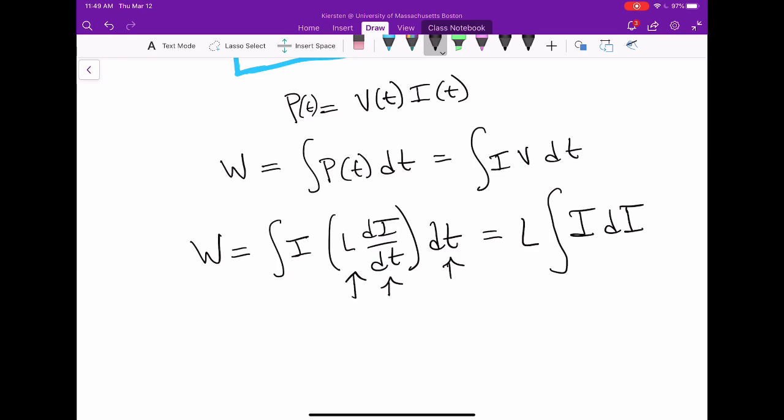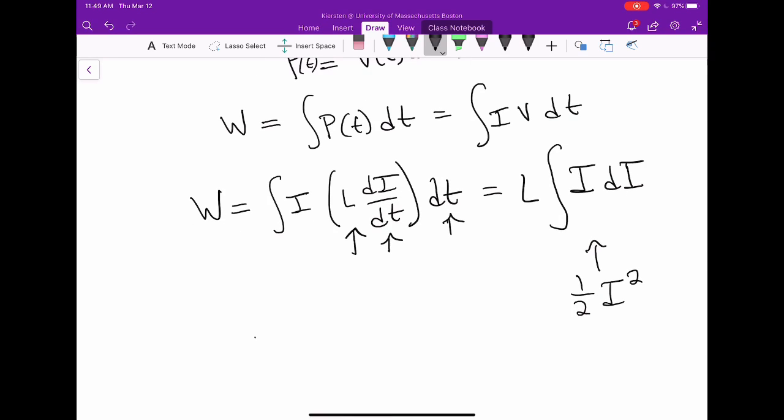Evaluating this integral, we just get 1/2 I squared, because that's a pretty straightforward integral. So then the energy stored in an inductor, and we usually use Wm for that, for the magnetic stored energy, is just 1/2 L I squared.